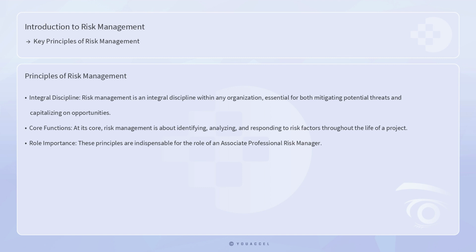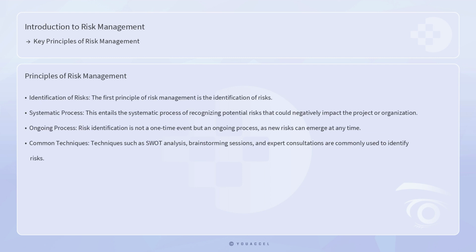This lesson will delve into the key principles of risk management, which are indispensable for the role of an associate professional risk manager. These principles serve as the foundation upon which effective risk management strategies are built and implemented. The first principle of risk management is the identification of risks. This entails the systematic process of recognizing potential risks that could negatively impact the project or organization.